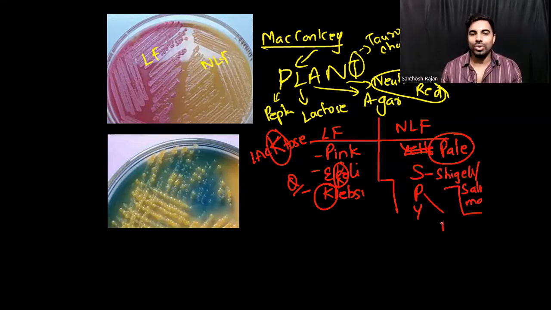P for Proteus. Proteus is also pale. Our Prochita is also pale; that girl has lost her beauty. And then Y for Yersinia. Okay, remember Yersinia. This is the question they can ask.